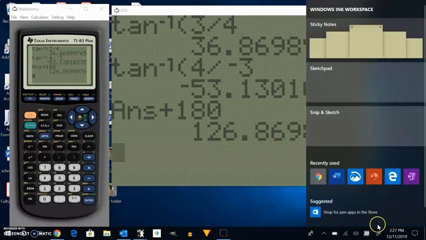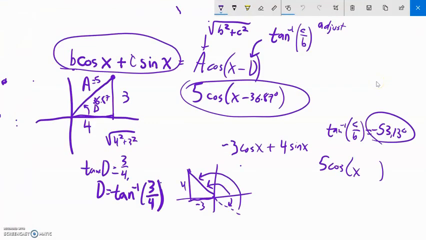126.87. Because that's what this angle right here is. And this will happen, I'll have to add this 180 or pi, if this terminates in either the second or the third quadrant. Basically, anytime cosine has a negative coefficient.